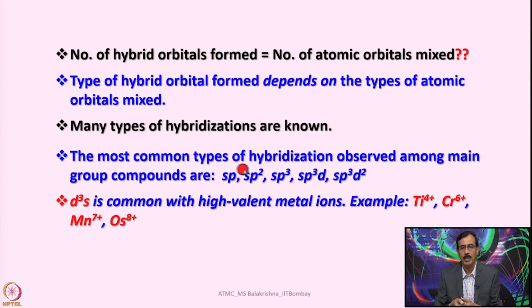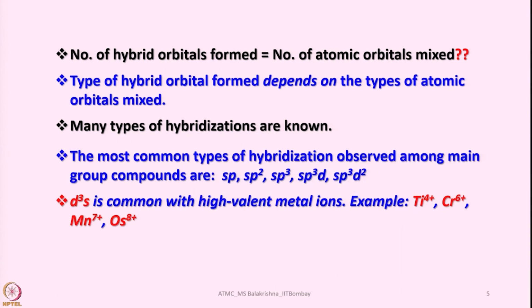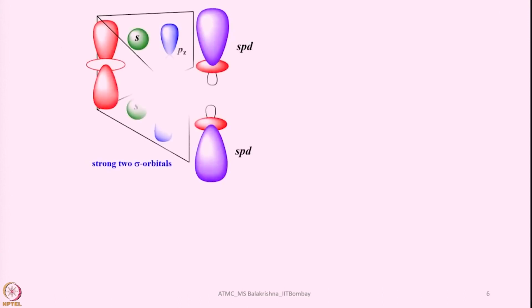However, the most common types of hybridization observed among main group elements are sp, sp2, sp3, sp3d, sp3d2 or in some cases d2sp3. I put a question mark here: number of hybrid orbitals formed equals number of atomic orbitals mixed. It is not true, there is an exception here, that is what I want to show you. Look into this one.